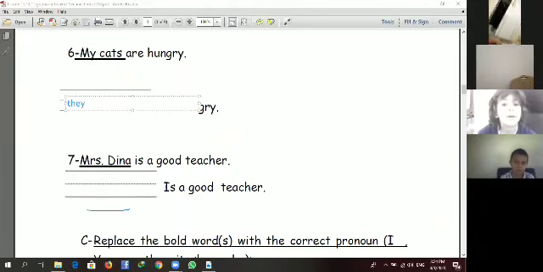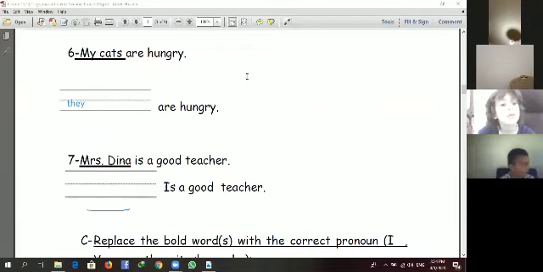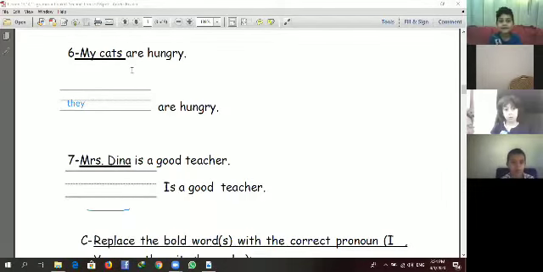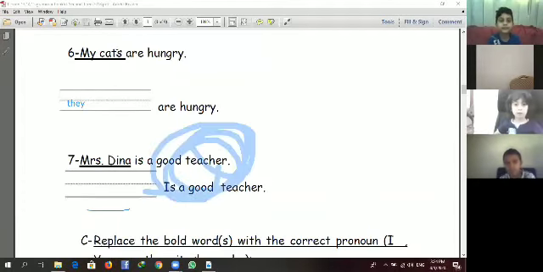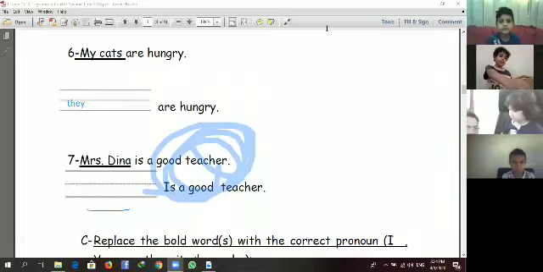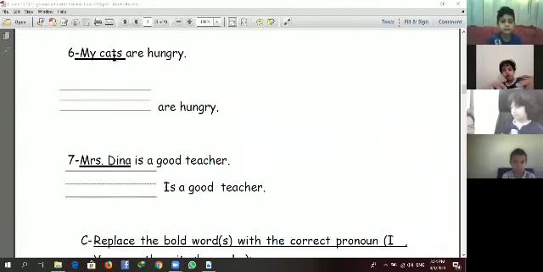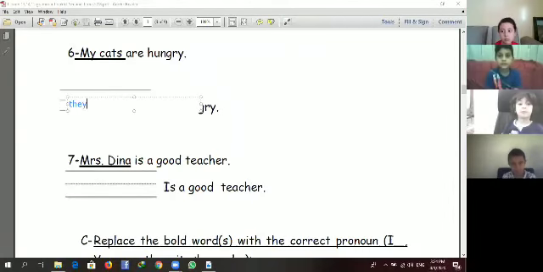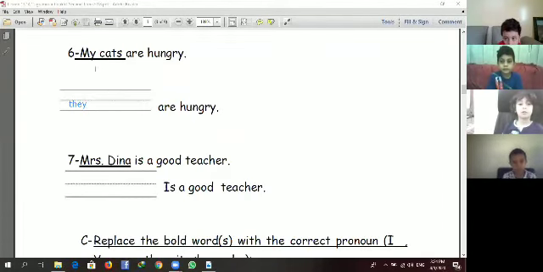Got it, guys? So let me unmute you. You got it now, guys? Yes. So if I am talking about so many things, I have to say they. How do I know there are so many? Because over here I'm saying cats, I'm not saying cat. If I say cat, that means singular. But over here I'm saying cats, which means I have so many of them. So because of that, I'm gonna say they. Instead of saying my cats are hungry, I'm gonna say they are hungry. They are hungry.